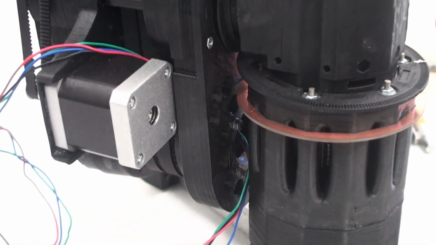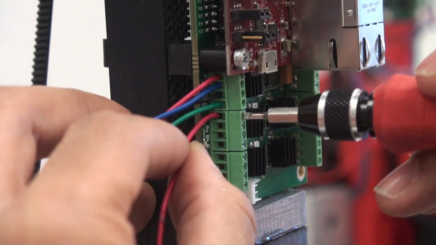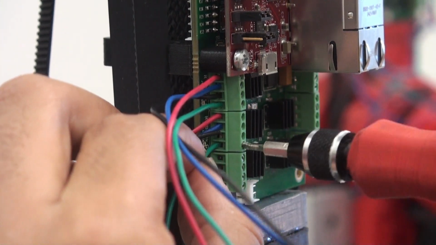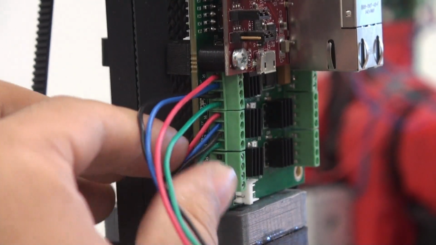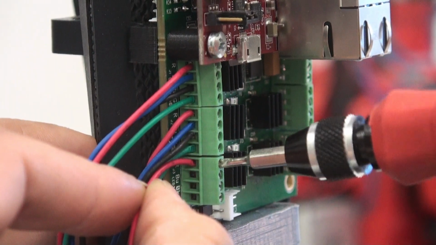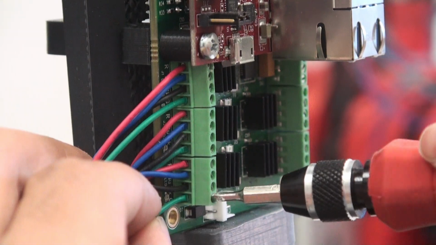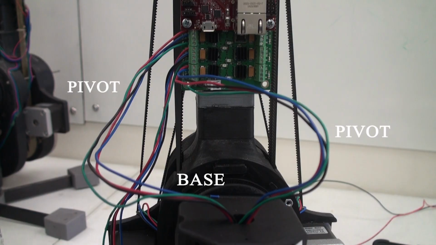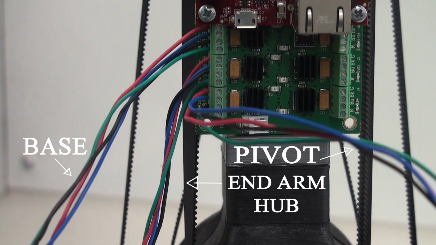Next is the end arm hub. Follow the same previous steps for L2 and L3. In the L3 position comes the pivot. L3 will follow the same previous steps. If all steps are followed correctly, your wire setup should look something like this.